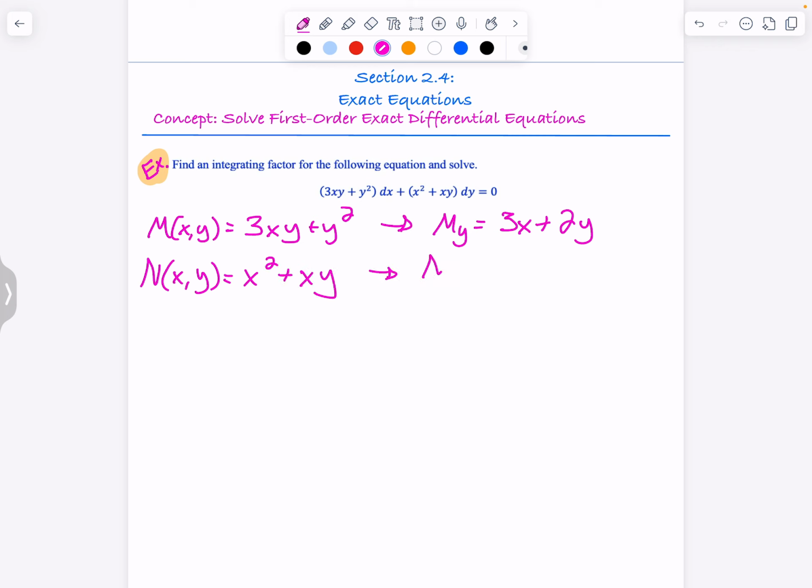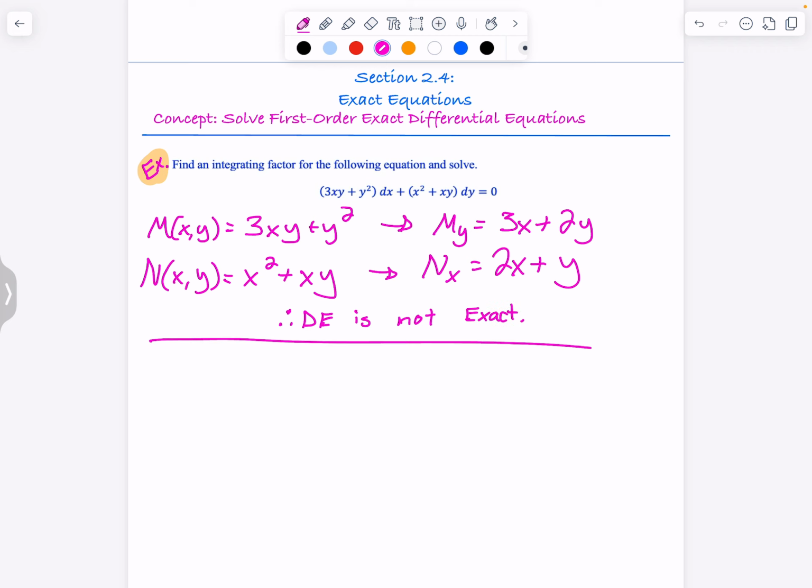And then we do n with respect to x. Remember, the reason this works out is because they're actually truly double partials of our original function. So 2x plus y, those are not equal, not exact. So therefore, the differential equation is not exact. All right, so here's our attempt to make it exact. First we just plug these things in, my minus nx over n. I'm going to start there, and if it's in terms of x only, then I'm good. If this isn't in terms of x only, then I would try the other one to see if it's in y only.